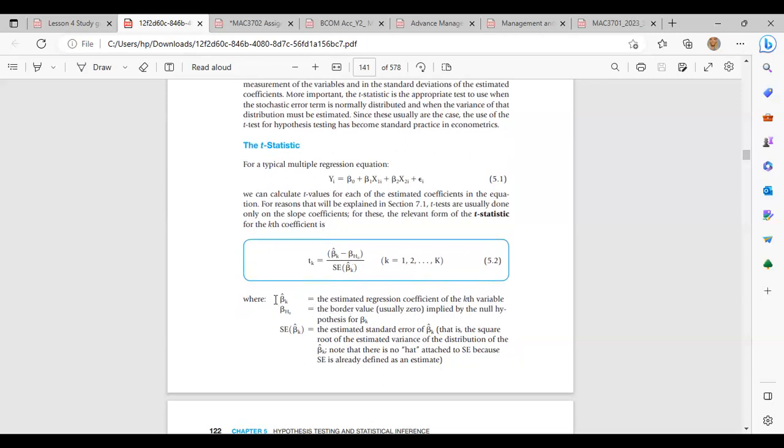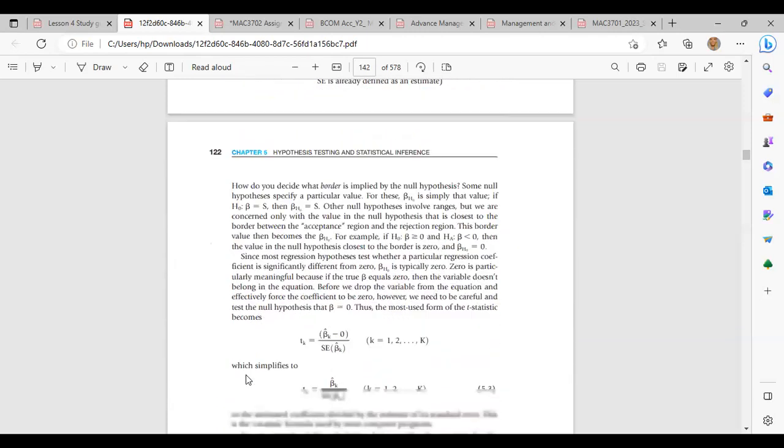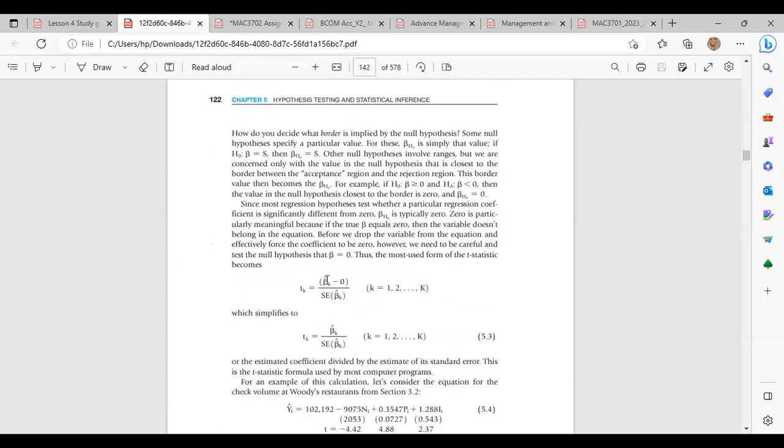All right. So what is beta for the kth variable? It's the estimated regression coefficient. So you want to test this coefficient, and that's what you're doing, using the estimated standard error, which is the square root of the estimated variance. Note there is no hat attached to the standard error because the standard error is already defined as an estimate. Okay.